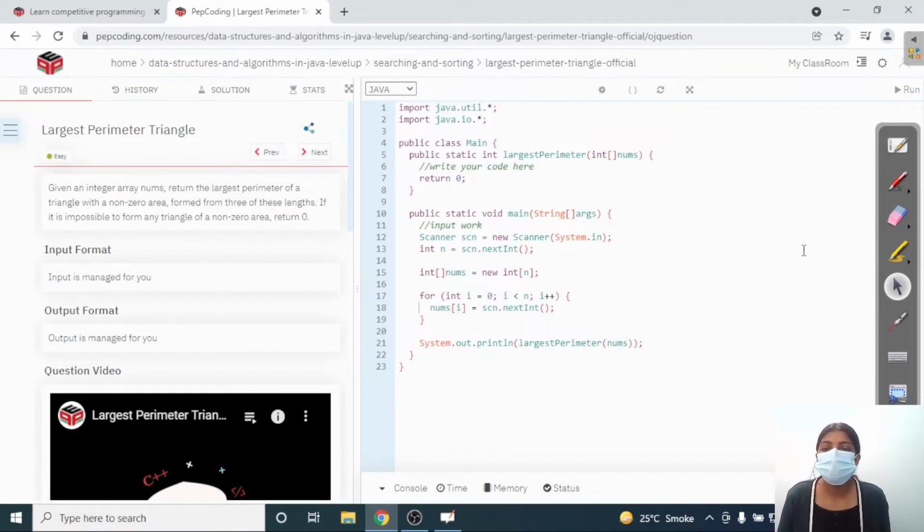In this video, we are going to discuss our new question of the searching and sorting series, and the question is largest perimeter triangle. We'll be given an array of n integers. In that array, we take three random elements as the sides of a triangle and see if they form a triangle or not. If they form a triangle, we calculate the perimeter. With this array's elements, we form multiple triangles and return the largest perimeter formed.